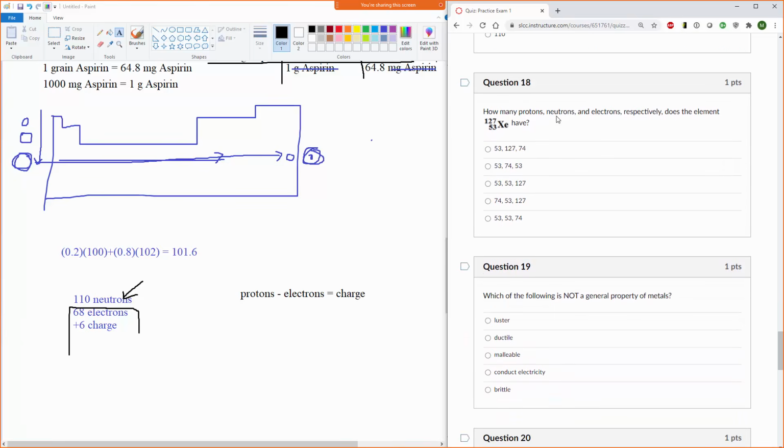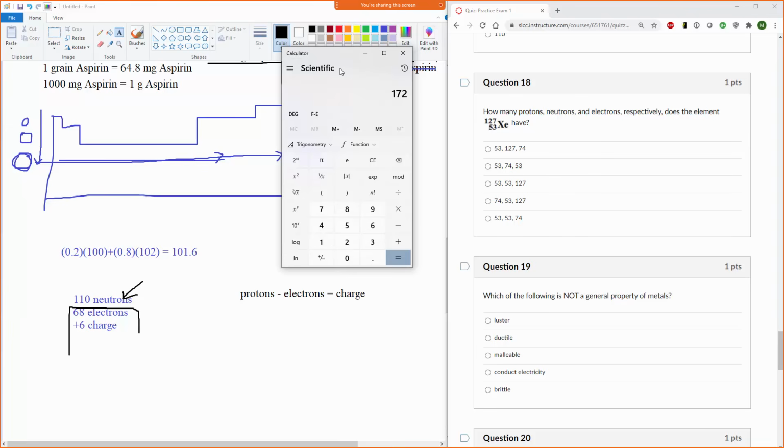All right, 18. How many protons, neutrons, electrons does this guy have? And I have to apologize about this one, but first let's answer the question. How many protons, neutrons, and electrons does this guy have? Okay, so just by the numbers, because it doesn't have a charge up here, it's got the same number of electrons as protons. So both of those should be 53. And then neutrons is just going to be 127 minus 53 gives you 74 neutrons. So we're looking for 53, 74, 53. By the numbers that are given, that would be the correct answer.